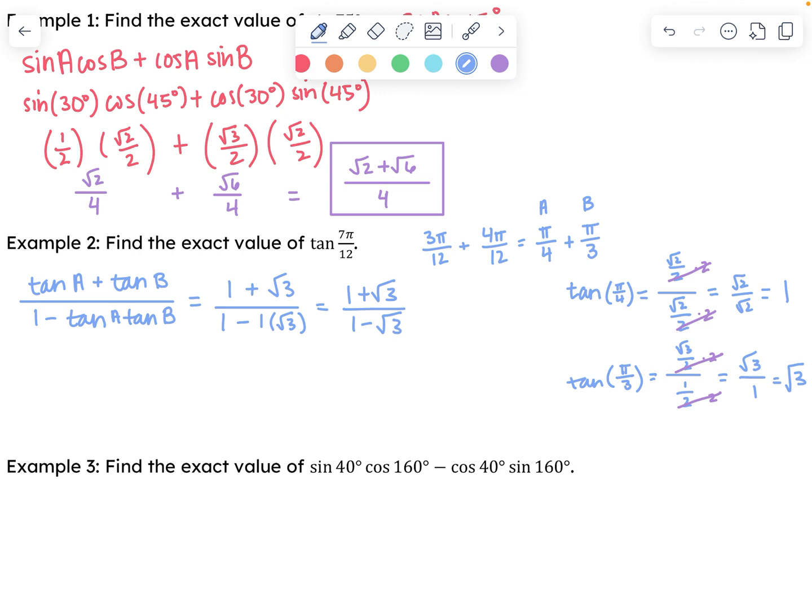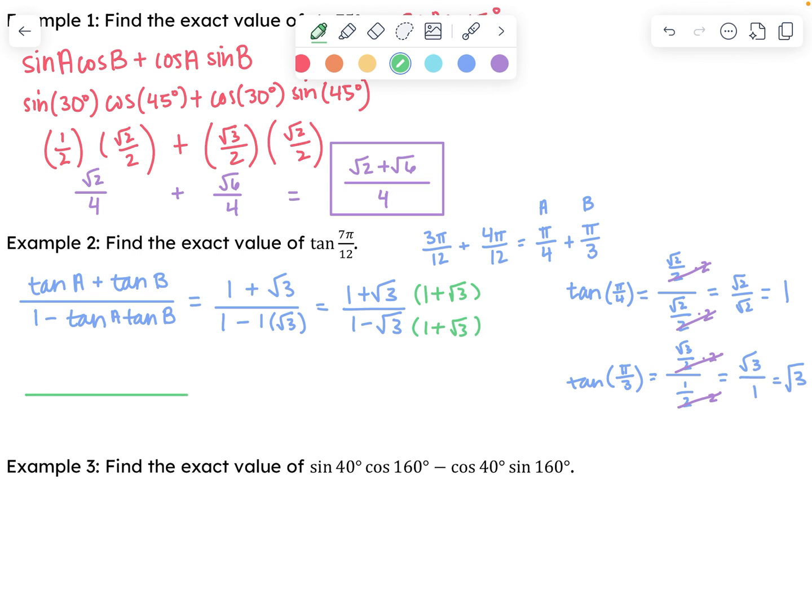And this is where the tangent gets a little bit tricky because I can't have square roots in the denominator, so I have to rationalize my denominator. So I'm going to multiply top and bottom by the conjugate of the denominator, bringing back that conjugate that we talked about. So the conjugate of the denominator is 1 plus the square root of 3. That's what I have to multiply top and bottom by.